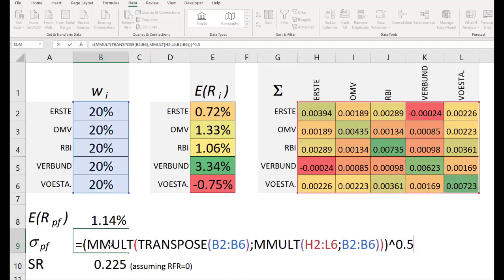As for the portfolio volatility, we multiply the transpose of the weight vector with, and then again we have to use mmult because Excel can only multiply 2 matrices at a time. Multiply the transpose of this guy with the covariance matrix multiplied with again the weight vector, and then take the square root.